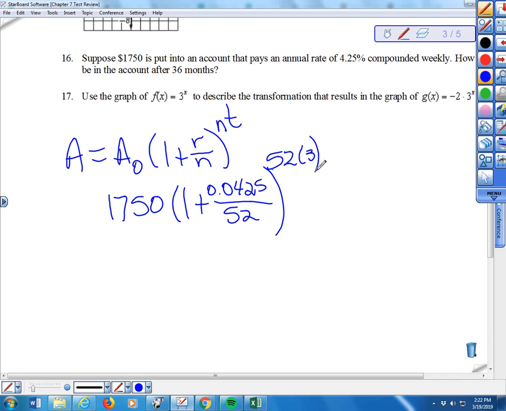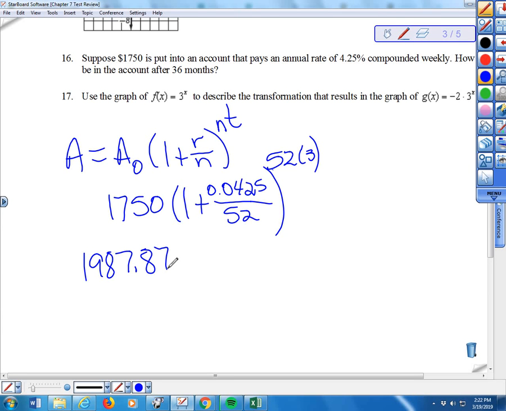Okay, so I take 1 plus 0.0425 divided by 52. I raise that to 52 times 3, multiply that by 1,750. I get 1987 and 87 cents. Hey, that's right. I remembered my equation and everything. So proud.